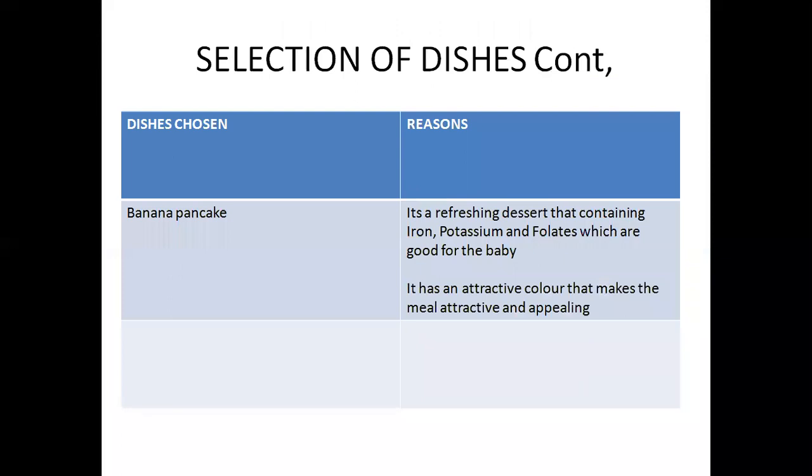Now let's look at the banana pancake. My reason is that it's a refreshing dessert that contains iron, potassium, and folates, which are good for the baby. It has an attractive color that makes the meal attractive and appealing. Of course, after serving the dish, the meal should look beautiful, colorful, attractive. So there should be blending. It shouldn't be one way.